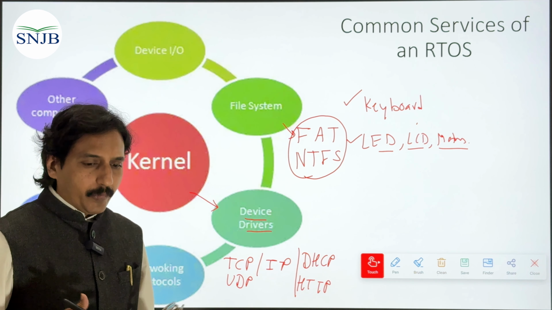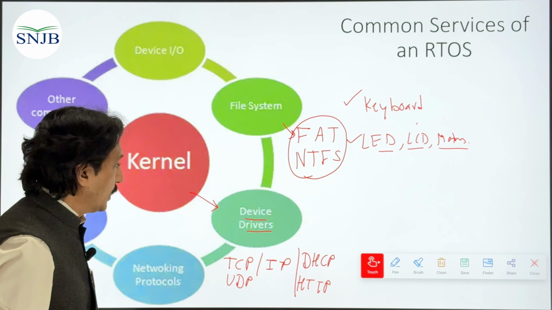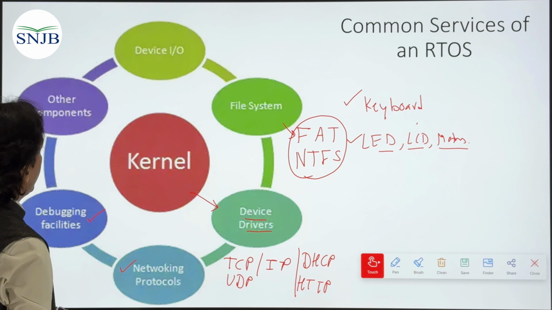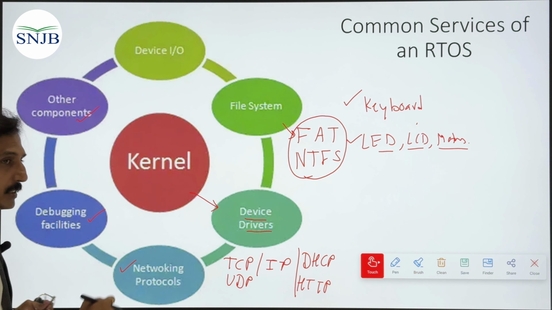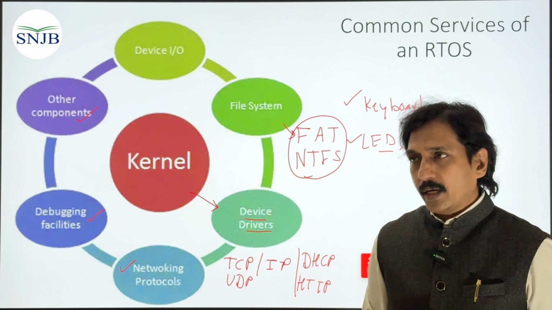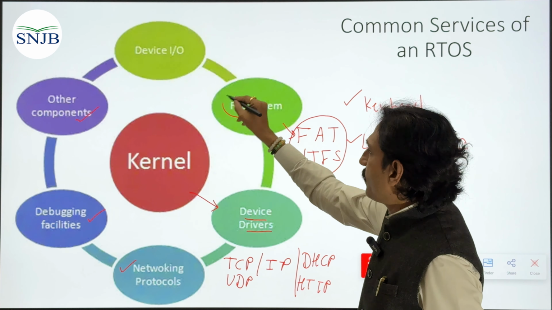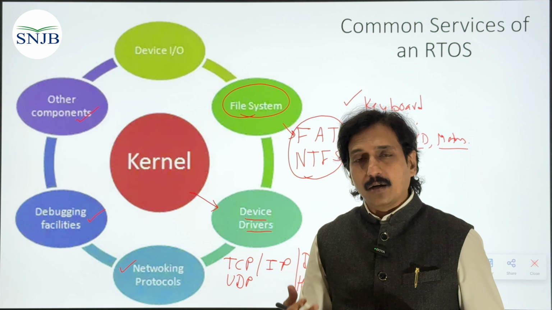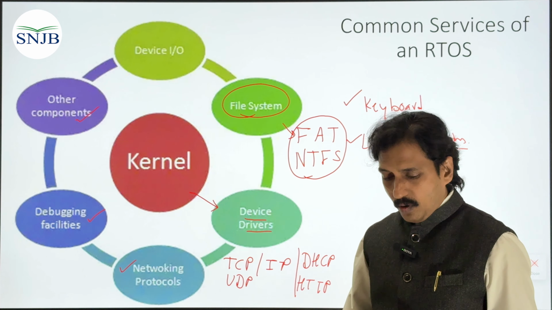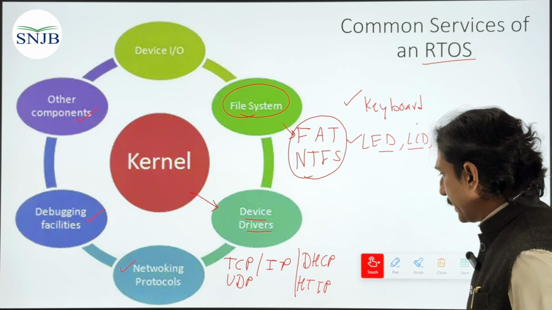So these are a few services that may or may not be needed, depending on the application. If it is a sophisticated, network-enabled embedded system, then in those cases we use networking protocols, debugging facilities and other components. If it is a standalone system gathering huge data from its sensors, like a data acquisition system, in those cases the file system needs to be incorporated into the real-time operating system. So this is a very small topic related to the common services of real-time operating system.